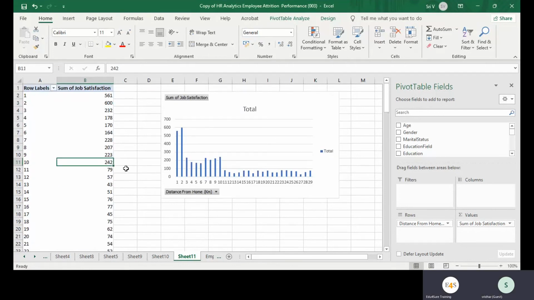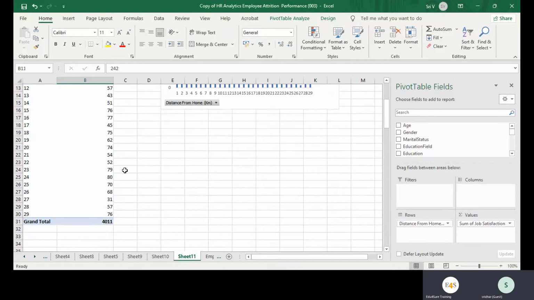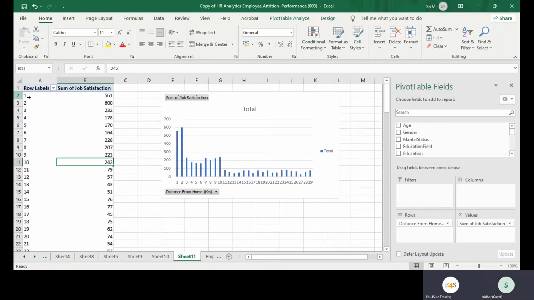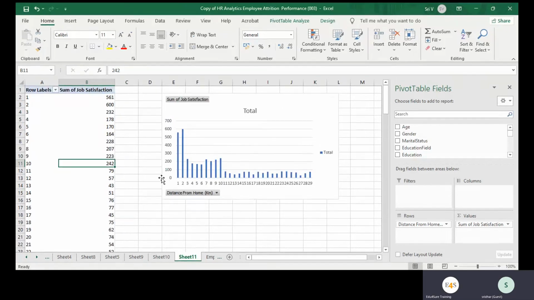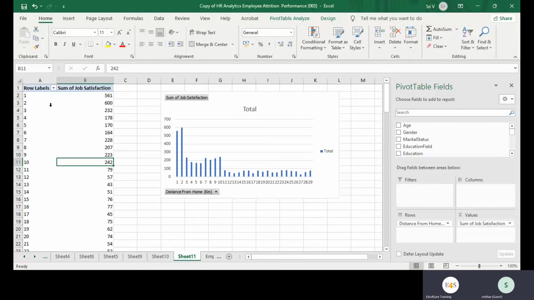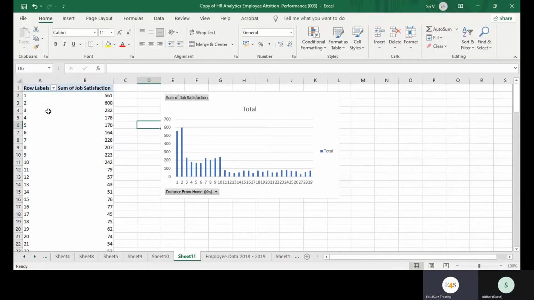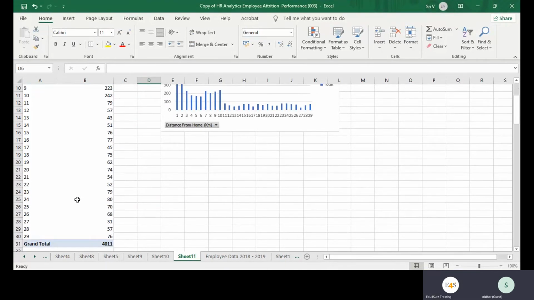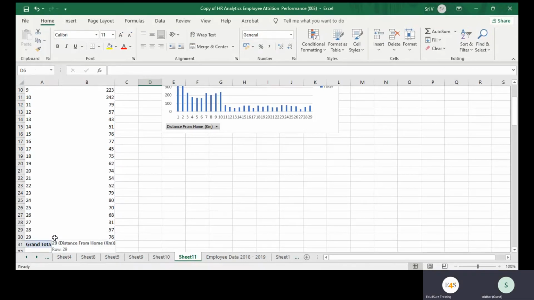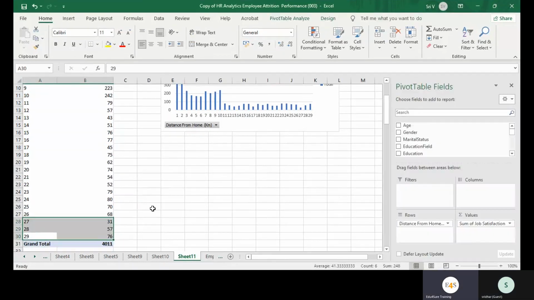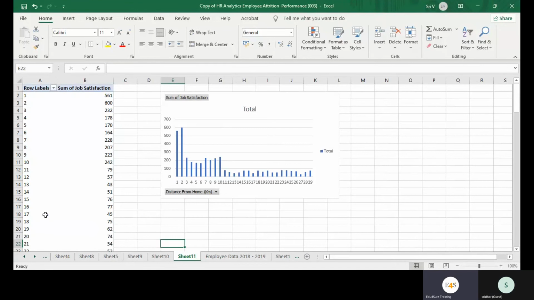10 kilometers only 242 are satisfied. So what do you think the company should do to increase the job satisfaction? They should probably hire people who are living nearby. Okay, nearby hiring, or what else? What else can we talk about? Maybe they can organize transport. Or probably they have already organized the transport, but the whole issue is they are traveling a lot.